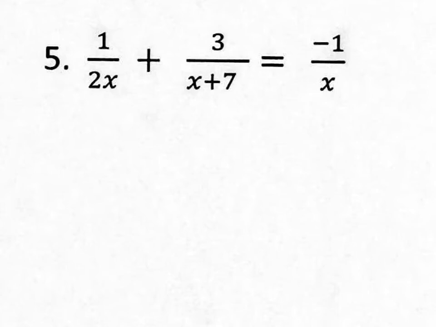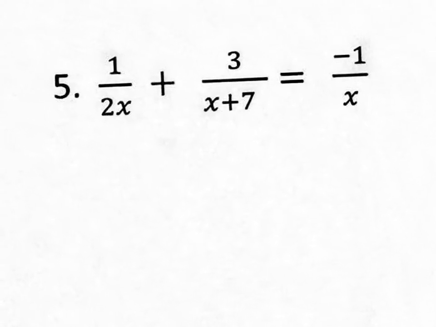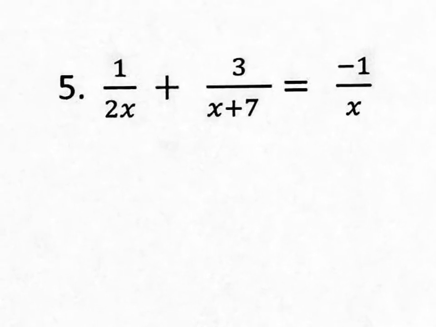So here is the second part of the class opener, number 5. We are going to multiply everything by the LCD. Do you guys want to get rid of all of them at the same time by multiplying by the LCD, or get rid of one of them at a time? All of them at the same time. All right. So what is the LCD?